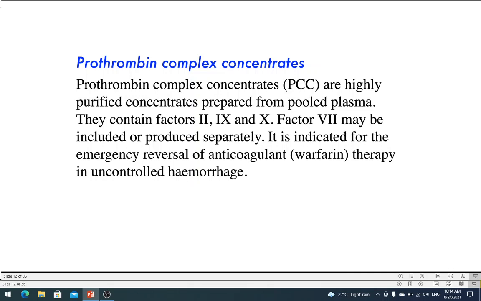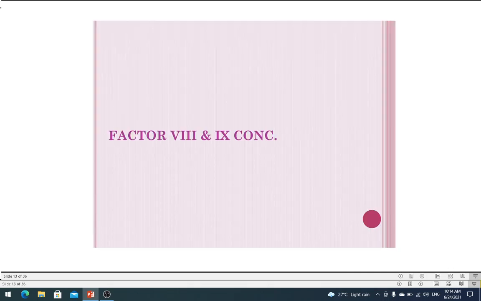The other thing is, I told you, you can stop the warfarin, but by the time the clotting effect of the warfarin goes off, it will take about 2 to 3 days. By that time, the patient would have expired. You understand? Continue to bleed and expire. So when you want immediate control of the bleeding, this is what you do. You give prothrombin complex concentrate.